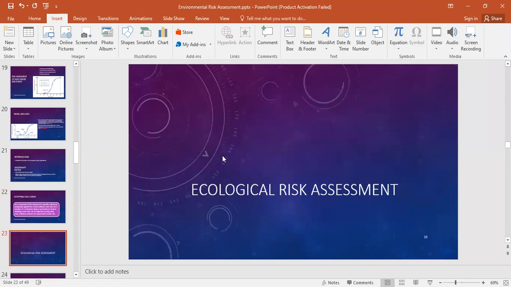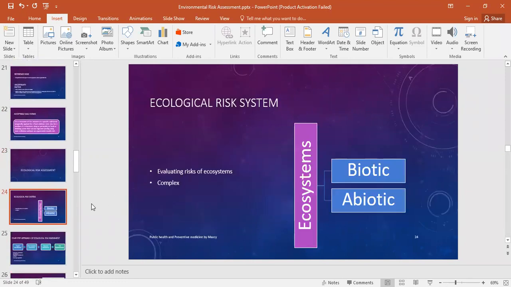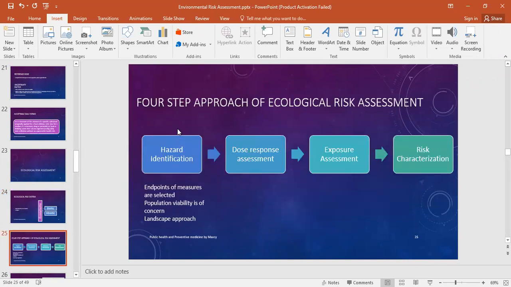Now comes the ecological risk assessment. In the ecological risk assessment, we evaluate risk to the ecosystem, and it is quite complex, involving biotic and abiotic factors. Again, we follow a four-step approach: hazard identification, dose response assessment, exposure assessment, and risk characterization. There is a difference from the previous risk assessment.